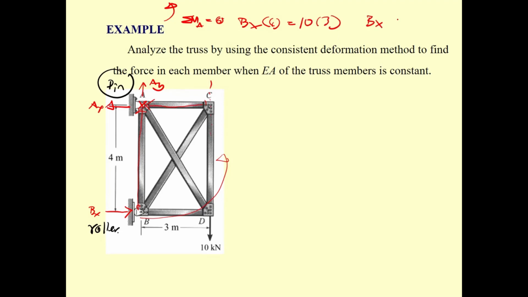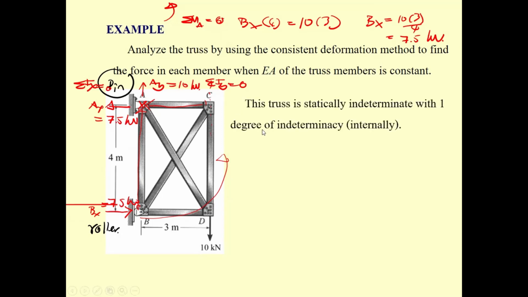So B sub X is going to be 10 times 3 divided by 4. That's going to be 7.5 kilonewton. Summation of F sub X equal to 0, A sub X is going to be 7.5 kilonewton. And if you do the summation of F sub Y equal to 0, A sub Y is going to be 10 kilonewton.